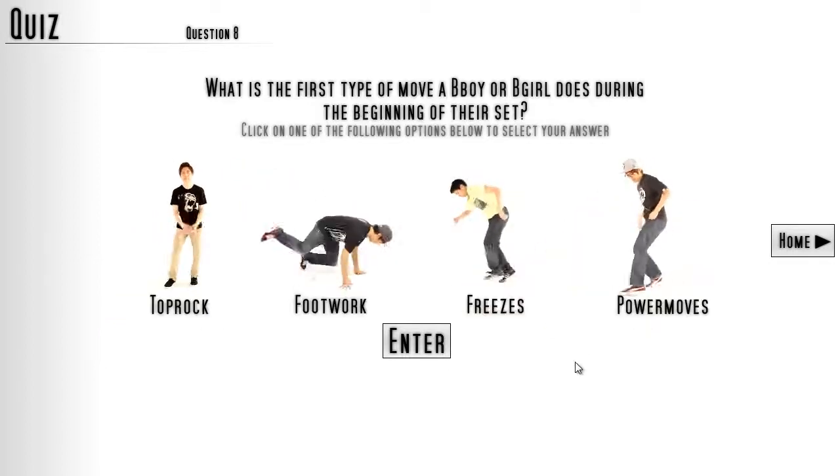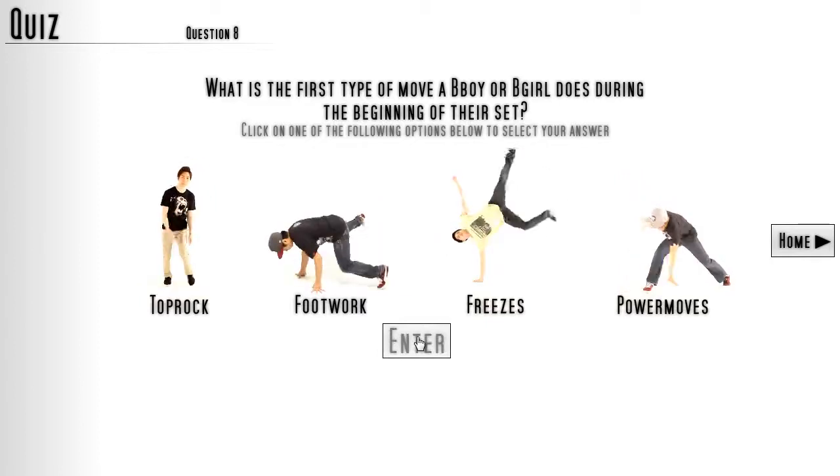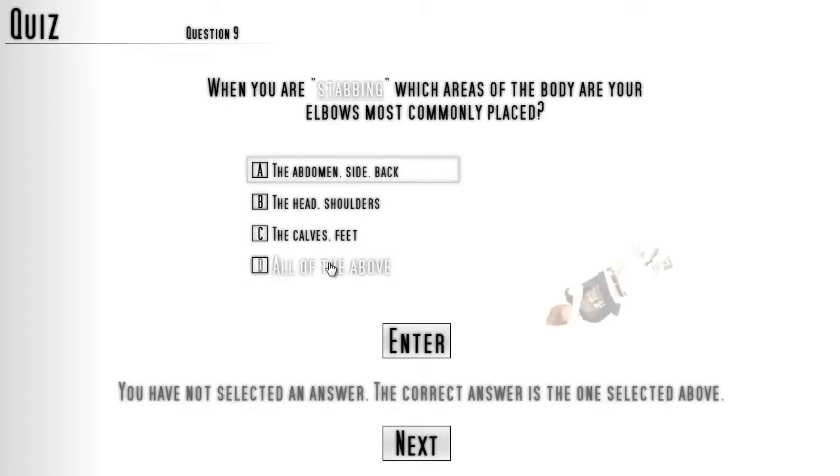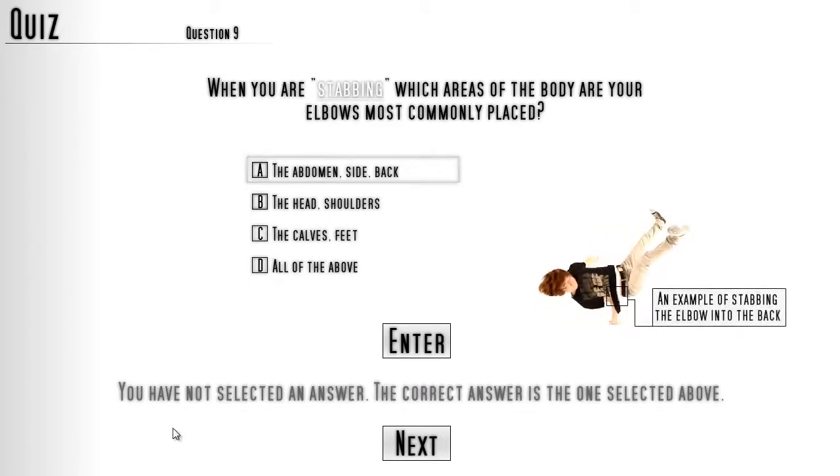Again, question 8 is a simple multiple choice question, but if you don't select an answer, you'll get it incorrect. We'll use another example of that in question 9. If you don't select an answer, we'll just click enter. It'll choose the right answer for you, and it'll give you the feedback that you have not selected an answer.